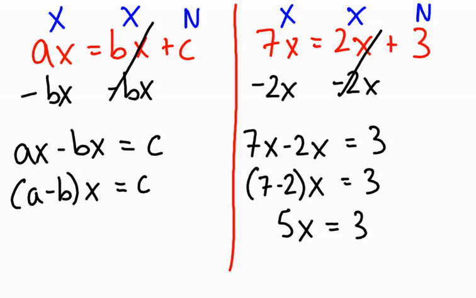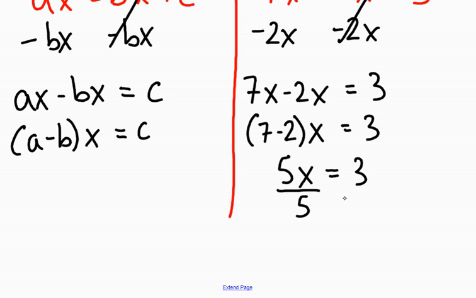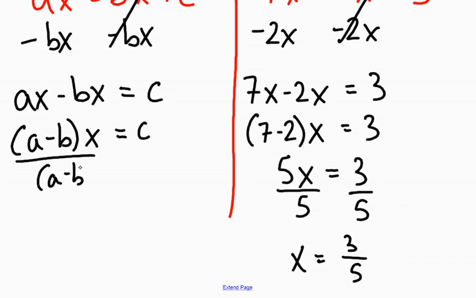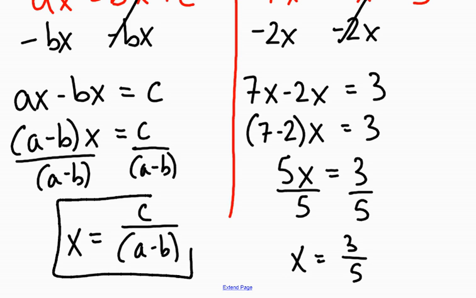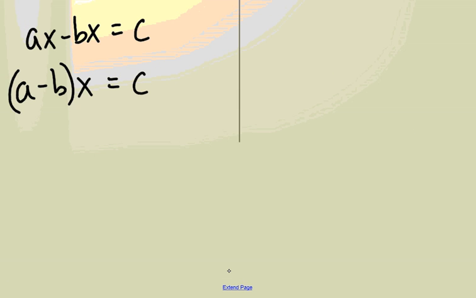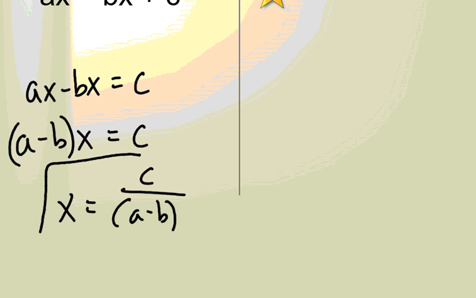Now my last step here is to divide both sides by what x is getting multiplied by, so I would end up getting 3 divided by 5. Same thing here. A minus b is multiplying x. How do I undo multiplying by a minus b? I divide both sides by a minus b, and I'm left with x equals c divided by a minus b. I'm just putting parentheses around it to show that those two items were grouped together. And there's my answer. I've solved for x.